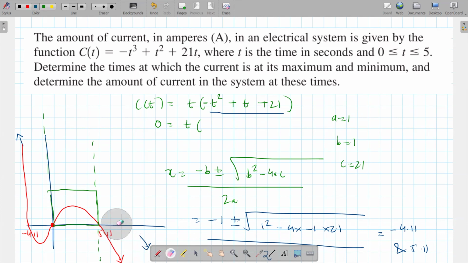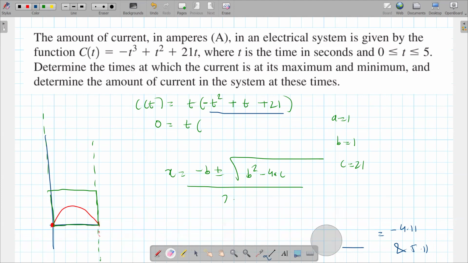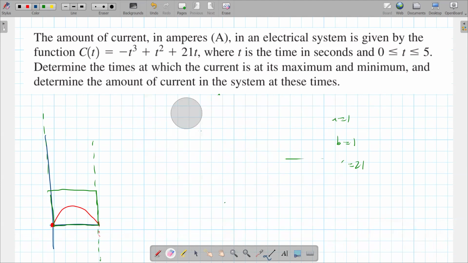I'll even erase everything else. So now think about this. I guess we didn't really need the quadratic formula. I guess we did, because it helped us graph it. Now here's the question. This point is 0, 0.